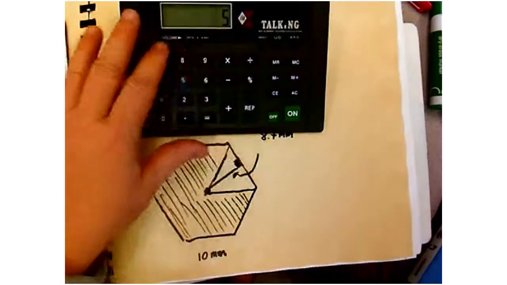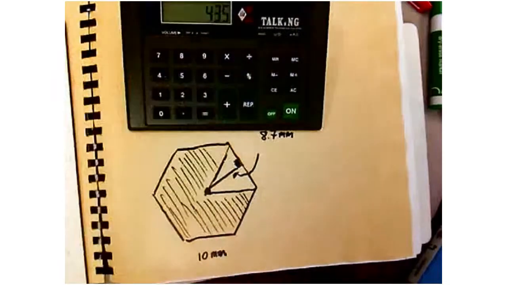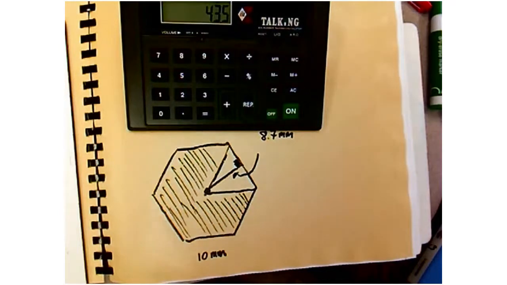5 times 8.7 equals 43.5. 43.5 is the area of your triangle. That's probably going to be one of the choices on a multiple choice test. Are you going to answer 43.5? No. What are you going to do now?